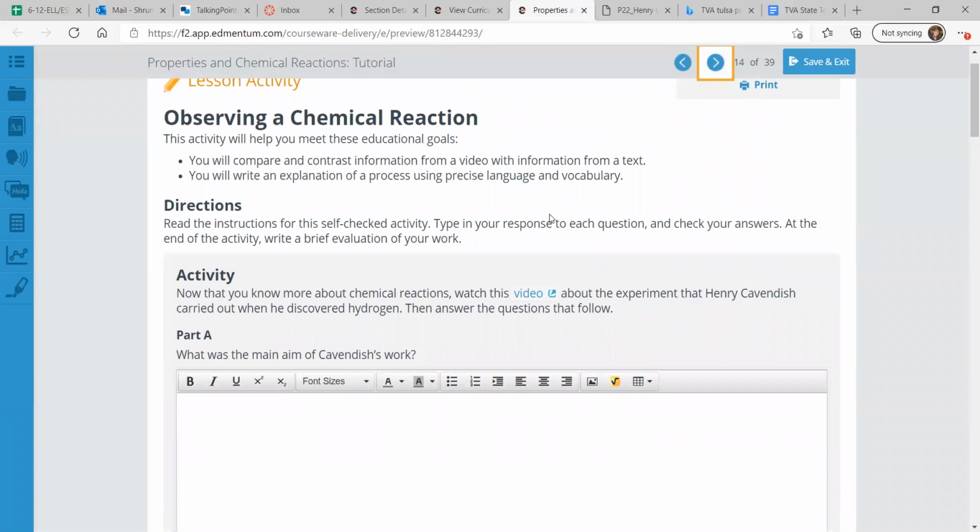Observing a chemical reaction, you will compare and contrast information from a video with information from a text. You will write an explanation of a process using precise language and vocabulary. So here we go. Now that you know more about chemical reactions, watch this video about the experiment that Henry Cavendish carried out when he discovered hydrogen. Then we're going to answer those questions.